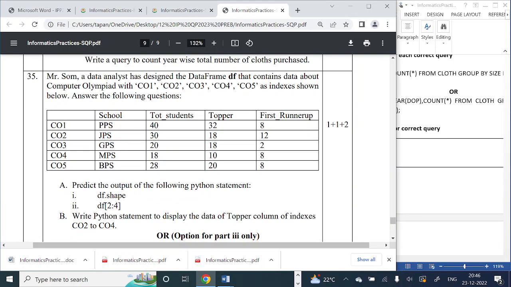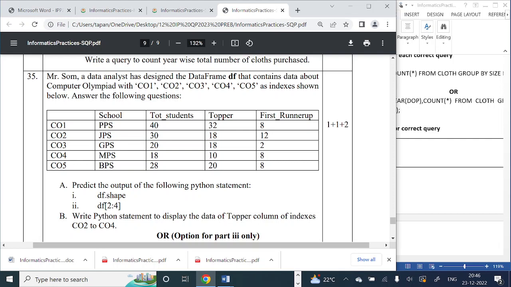Now question number 35 is of 4 marks. Mr. Som, a data analyst, has designed the data frame DF that contains data about Computer Olympiad with CO1, CO2, CO3, CO4, CO5 as indexes, shown below. Answer the following questions.